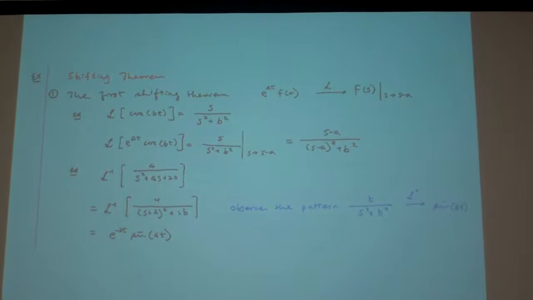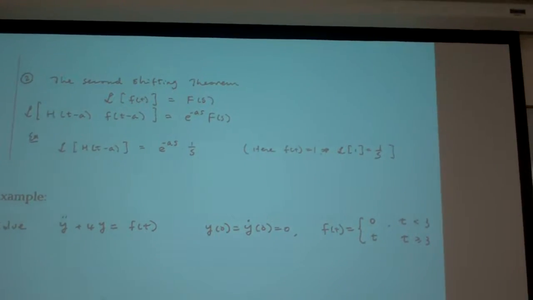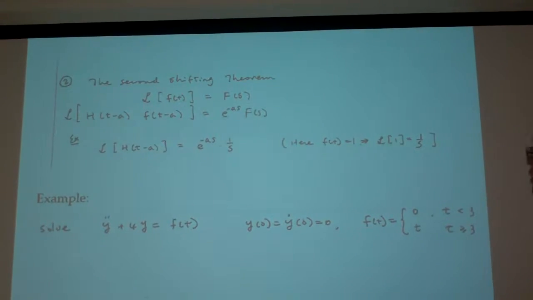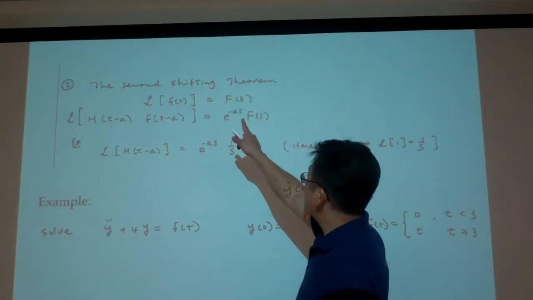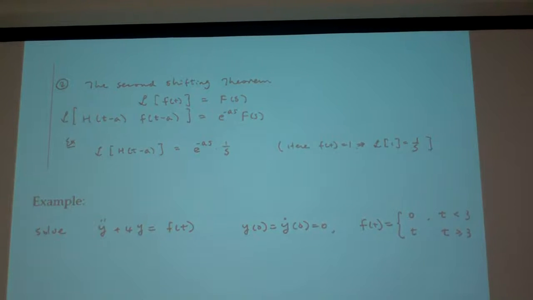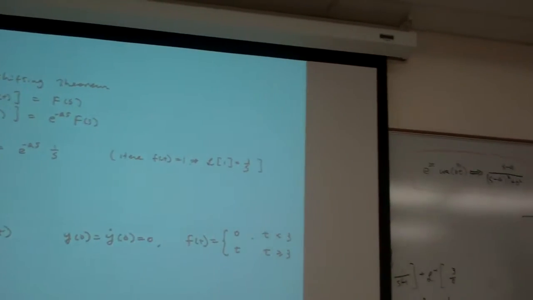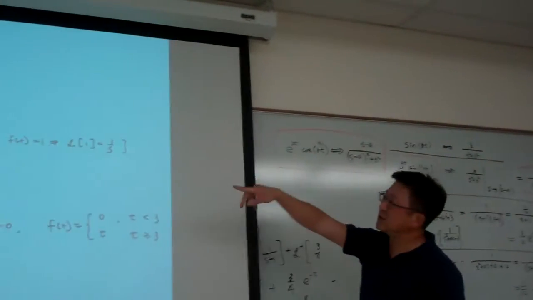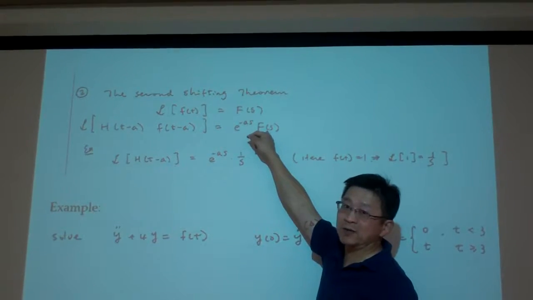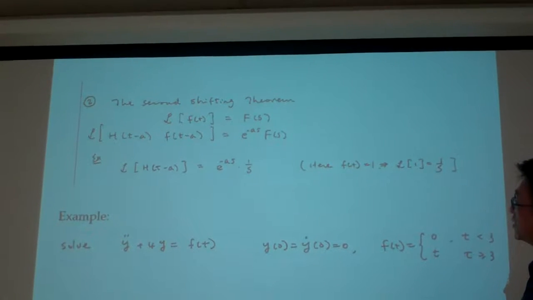Any questions? This one is the second shifting theorem. The difference is this. For the first theorem, we multiply the exponent functions in the time domain. For the second one, we have the multiplication of exponents in the S domain. So that is a little bit different, but anyhow, those provide us the formulas.